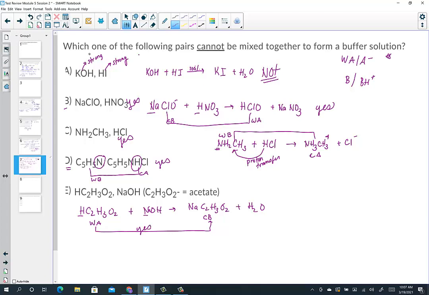But there's no way to do the chemistry to create a weak acid and its anion or a weak base with its cation when we start with strong versus strong. So letter A does not work.